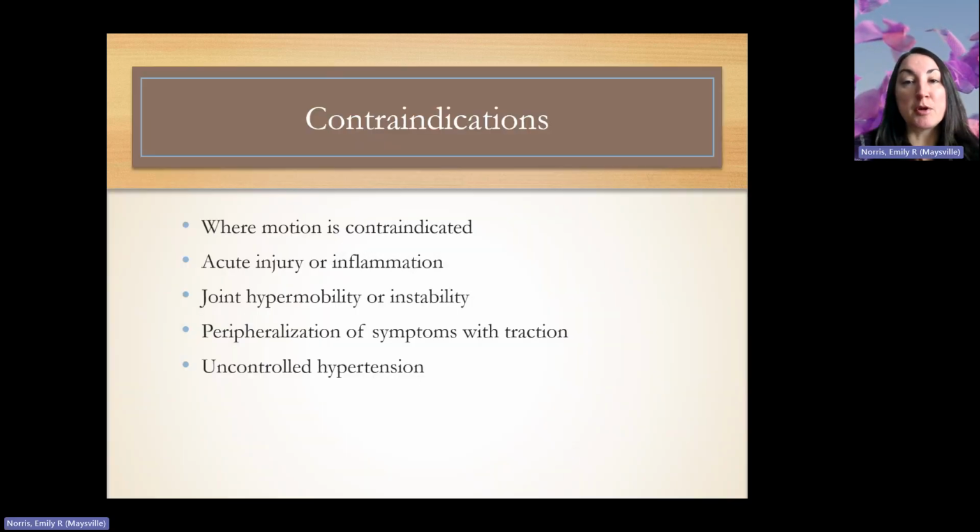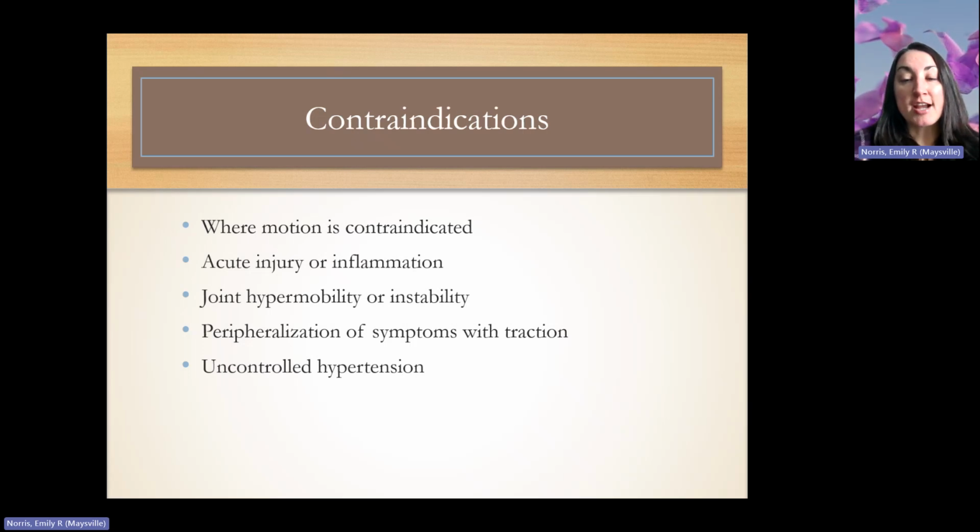Contraindications: if motion is contraindicated, of course you wouldn't do it. If it is acute injury or acute inflammation, then you would not do traction, only with subacute, or even you could do chronic. It just shows the best benefits with subacute. If their joints are hypermobile or unstable, you absolutely do not do traction because you could paralyze somebody.